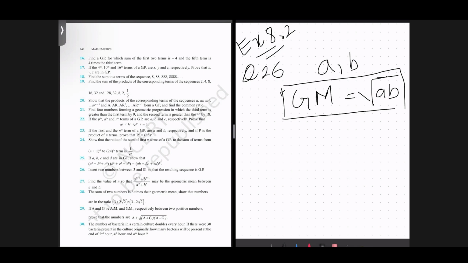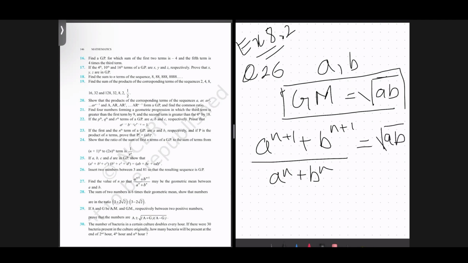We have been told that A raised to the power n plus 1 plus B raised to the power n plus 1, upon A raised to the power n plus B raised to the power n, should be the geometric mean between A and B. So we need to find the value of n for this particular equation.